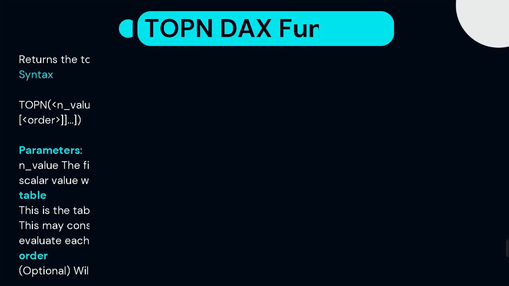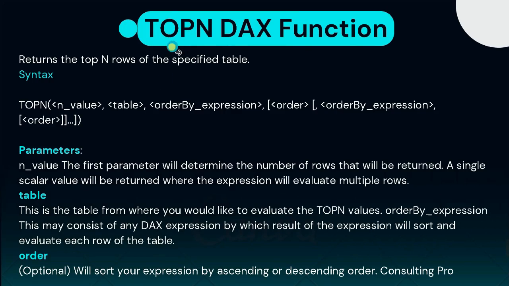Alright? The next question is, what is TOPN DAX function in Power BI? So TOPN DAX function is basically used to return the top n rows of a specified table. It means suppose we have a table having 100 records, and if I just want to see only 5 records from that particular table, so in that case we will use TOPN DAX functions in Power BI.